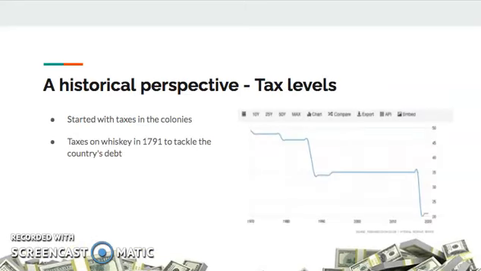A historical perspective, tax levels. And taxes started back with the colonizers, where they put taxes on products such as sugar or tea. And in 1791, the US also put taxes on whiskey because the country had a huge debt. And on the right, you can see a graph which shows the income taxes. And as it can be seen, it has decreased dramatically from 1970 until 2020. It is now at about 23%.